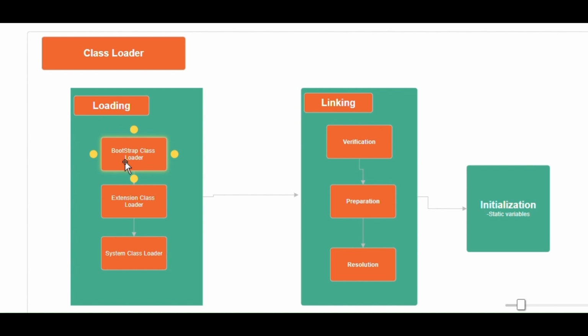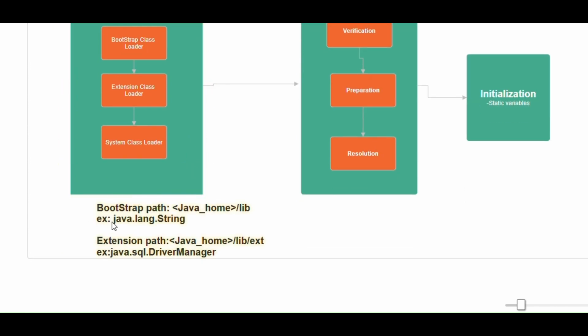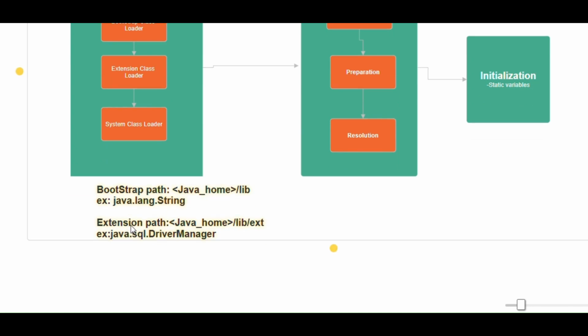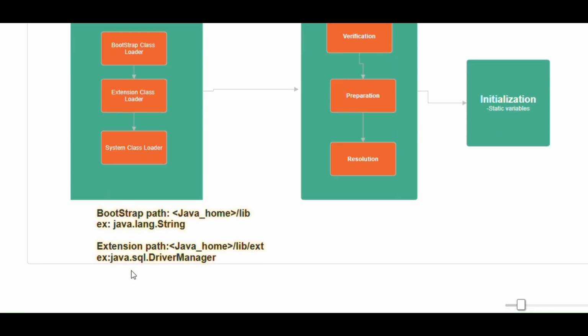The bootstrap class loader will load the Java core classes, meaning the classes which are predefined in Java. The Java bootstrap path looks like this, and an example of a bootstrap path class is java.lang.String, which is predefined inside Java. So the bootstrap class loader will load classes like this.